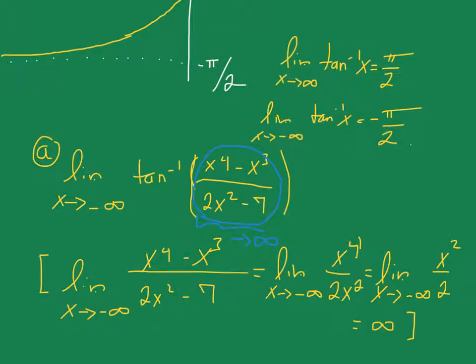So what's this limit then? Well, this limit is itself going to be pi by 2. So let's write that down. Equal to pi by 2. And that's it.